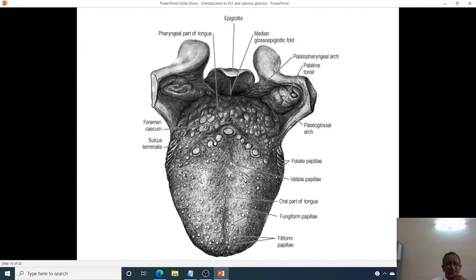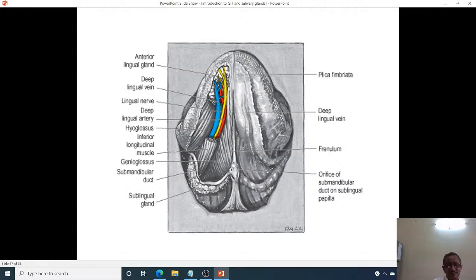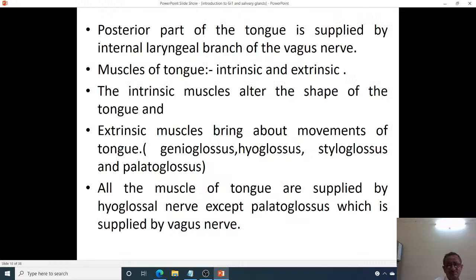helping in taste sensation. Whereas the posterior one third of the tongue is mostly occupied by the lymphatic tissue, which is called the lingual tonsil, and then of course we are showing the sulcus terminalis and the circumvallate papillae. That means the papillae appear as if they are surrounded by a wall. And in the ventral surface, we are showing the frenulum that is attaching the tongue to the floor of the mouth, and then we are seeing the orifices of the submandibular gland on either side of the frenulum.